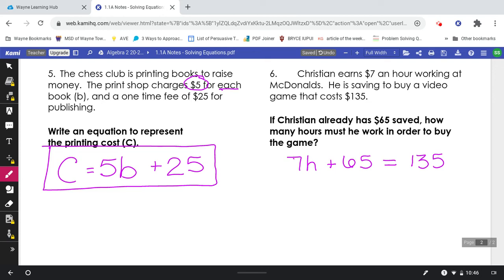Take a moment, and if you haven't already solved it using your calculator one way, you can go ahead and solve this equation to get an answer for the number of hours Christian needs to work. I'll give you just a moment.